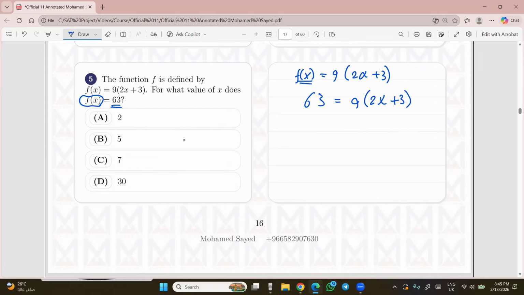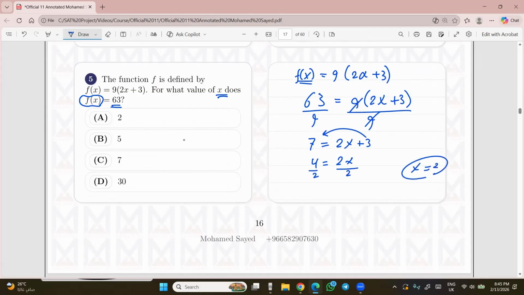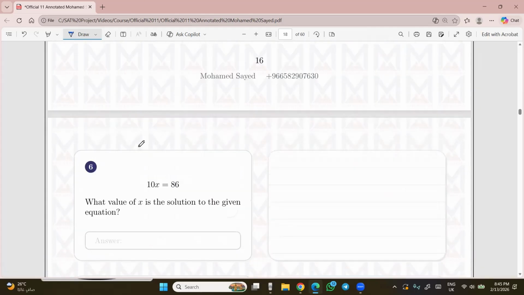We can use shift solving to get the value of x, or you can do it manually, for those who study the basics of the SAT. Divide by 9. 63 divided by 9 is equal to 7, and then cancel out the 9, and you get 2x plus 3. The question asks about the value of x, which is the solution. Move the 3: 2x is equal to 7 minus 3, which is 4, and then divide both sides by 2 to get x equals 2. 2 is here, and that's the correct answer.